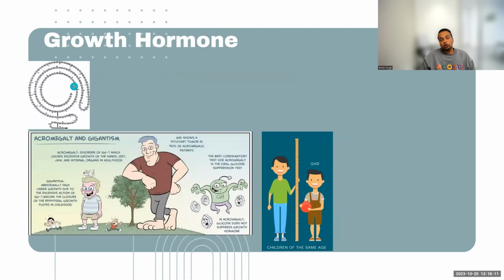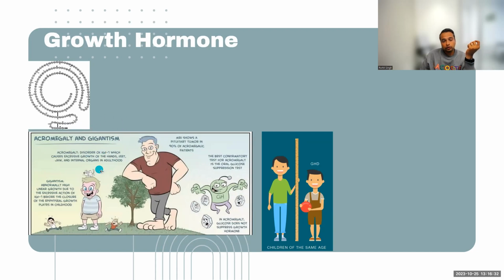Now, what is growth hormone? Growth hormone is made of about 190 amino acids, 190 of them in a line. But what happens if there is too much or too little of it? When there is too much growth hormone, it leads to two disorders. One is called gigantism, and the other is called acromegaly.